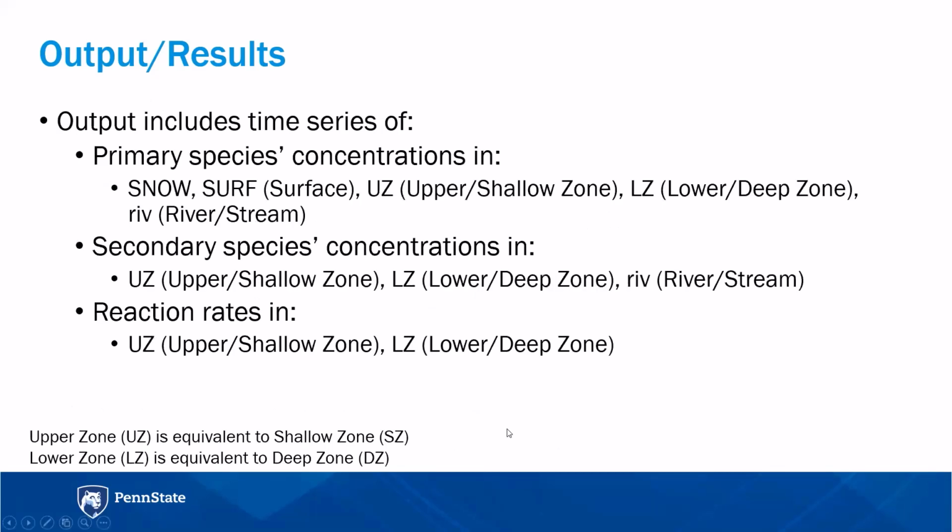All right, so the output file includes time series of the primary species concentrations in snow, surface water, shallow zone water, deep zone water, and the river or stream water. Secondary species concentrations in the shallow zone, deep zone, and the river/stream, and then the reaction rates in the shallow zone and the deep zone.